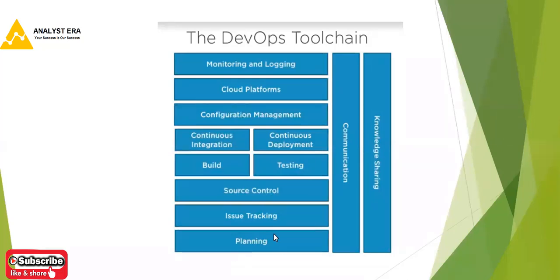You will start with your planning phase, and then you will move to your issue tracking phase. Then comes your source control, build, testing, continuous integration, continuous deployment, configuration management, cloud platforms. What are the different kinds of cloud platforms? Monitoring and logging. So you have multiple building blocks which you can go through once you start working as a DevOps professional. And this is the tool chain.